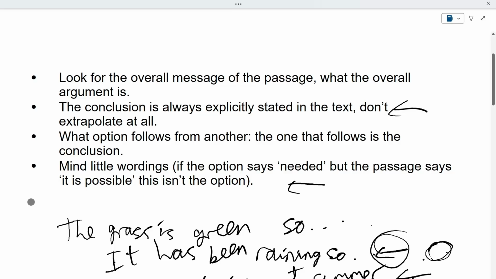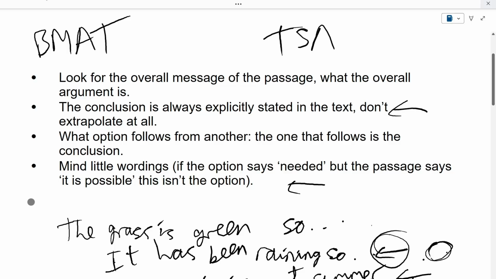But the best way to do this is just to practice. My recommendation to revise is, rather than going paper by paper, which I don't think is very useful, to do all of the main conclusion questions ever, right? So from the old BMAT, which used to be used for medicine, one of their tests is basically the same as a TSA for critical thinking, and from every TSA test as well.